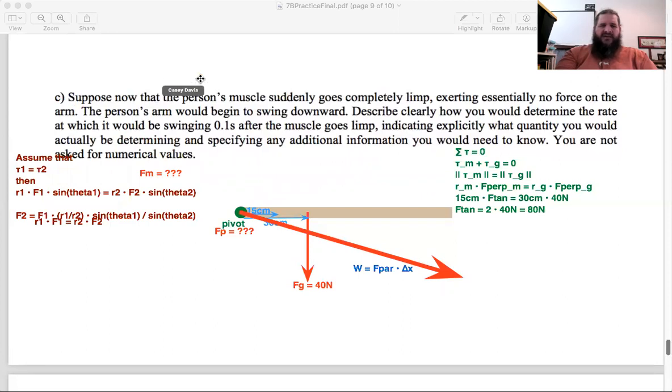And that's going to change things. For one thing, the pivot force is now going to be different, because the pivot force is now just balancing out gravity, not balancing out the muscle force as well. But now we want to know what's going to happen 0.1 seconds after the muscle goes limp.